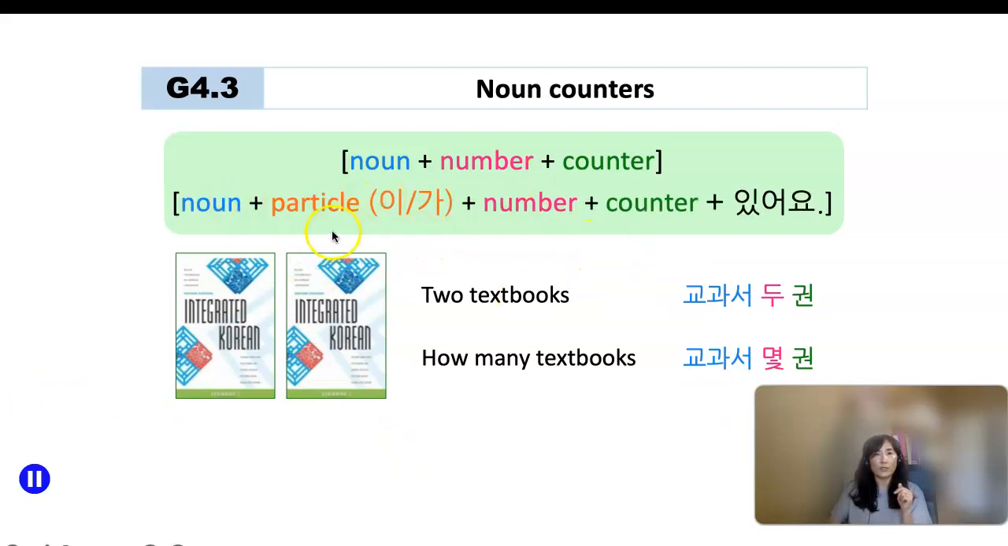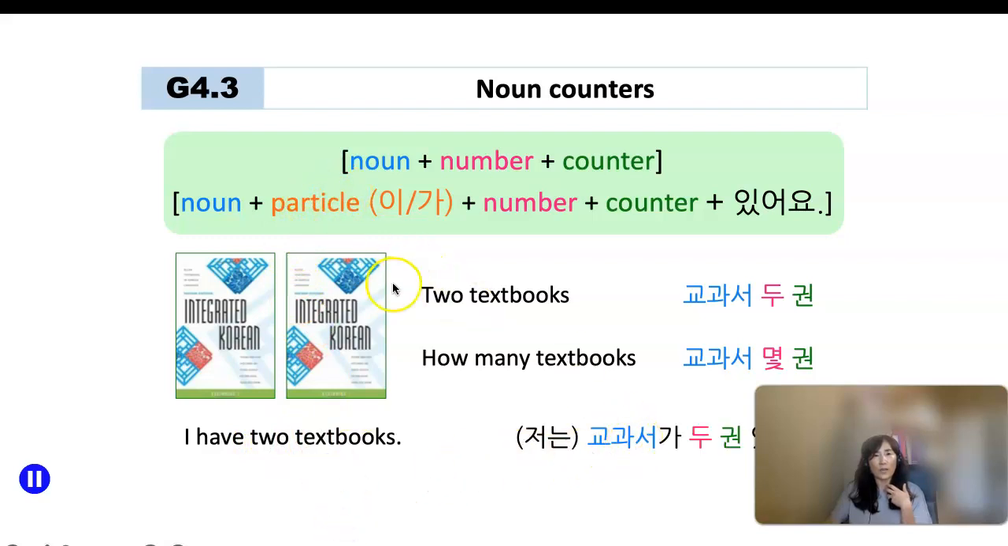So this is the way to create a sentence. How many? I have 2 textbooks. How to say that? I, the subject, 저는, 2 textbooks. What is the item in question? 교과서. 교과서가 number 2, 2권. Whenever you express possession, use this verb 있어요. So this is the way. I have 2 textbooks. 교과서가 2권 있어요. Or you include the 저는 part.